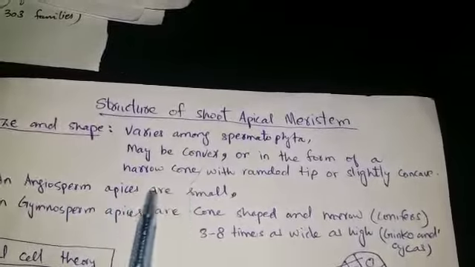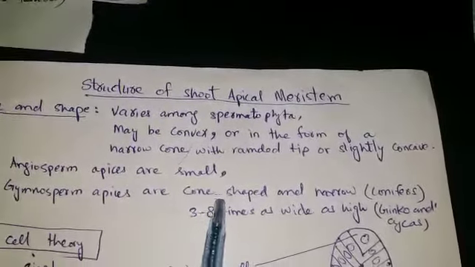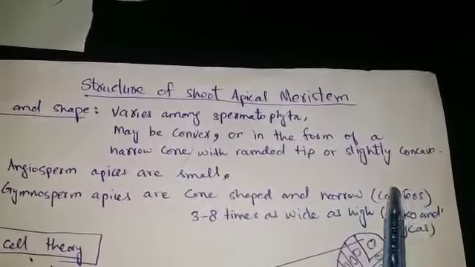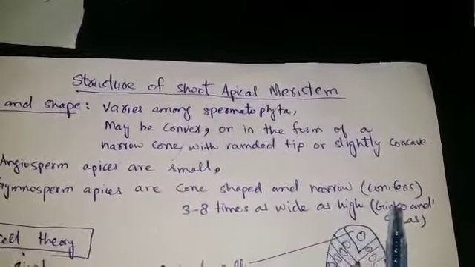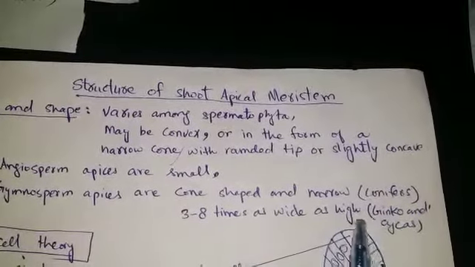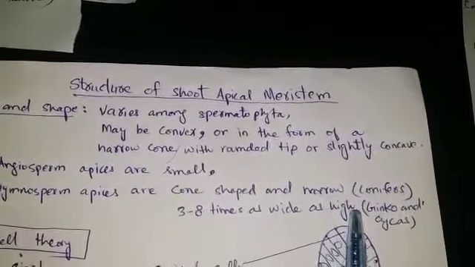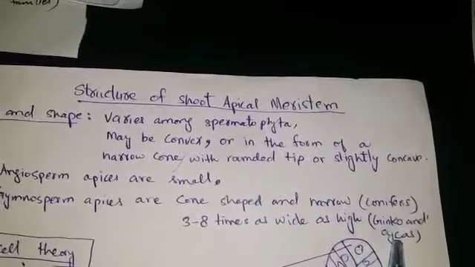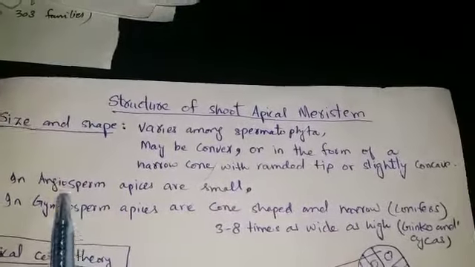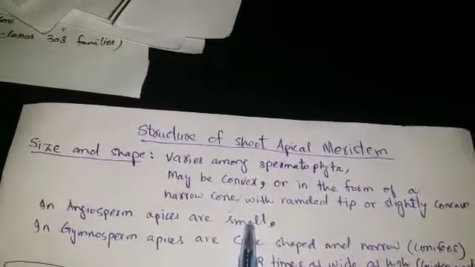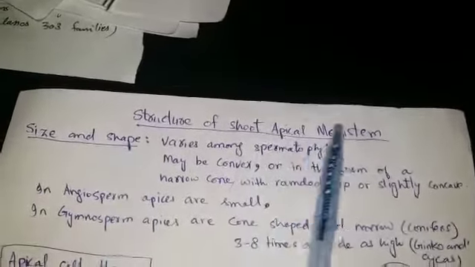In angiosperm, apices are small. In gymnosperm, apices are cone shaped and narrow, as in the conifers, but 3 to 8 times as wide as high in ginkgo and cycas as compared to these conifers. These ginkgo, cycas, and conifers belong to the gymnosperm, while in angiosperm, these apices are very small. This is about the size and shape of the shoot apical meristem.